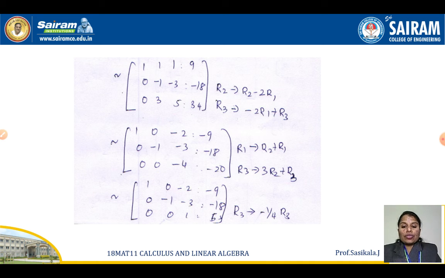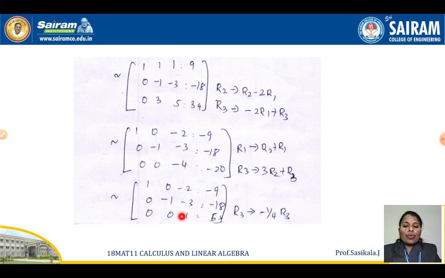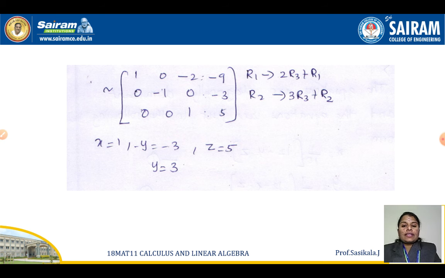So the next one, I should convert to 0 the first row and second row third element. Okay, so before that I'm going to simplify the third row, because I'm going to use only the third row. Divide by minus 4, so it will become 1 and 5. Now you can see I can go with 2 into R3 and subtract it from the first row, and similarly 3 into R3 and add it will go for 0 here, third row, second row, third element.